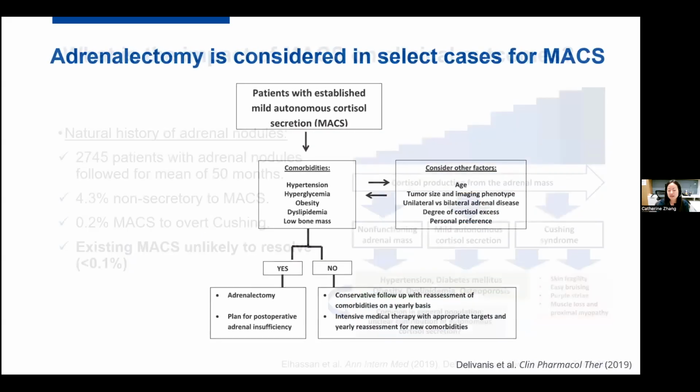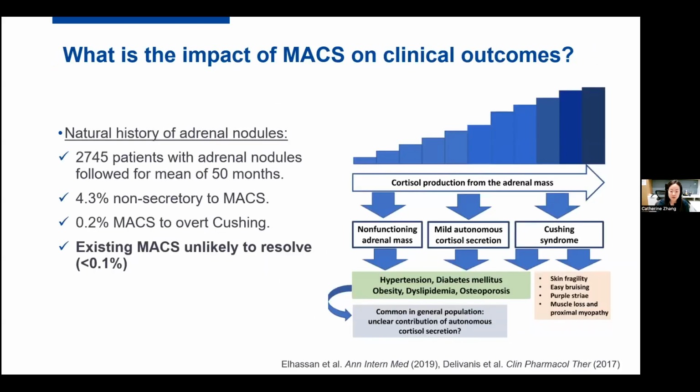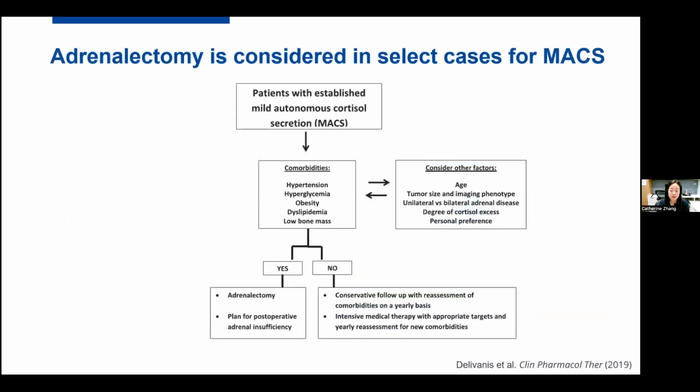MACS doesn't go away with time, and so over long periods of time, even mild amounts of abnormal cortisol secretion can lead to different clinical consequences. This includes hypertension, diabetes, obesity, dyslipidemia, and osteoporosis. Assessing for these clinical consequences is important when you see a person with MACS. The presence of these comorbidities can help guide decisions of whether the patient may benefit from surgical treatment with adrenalectomy.